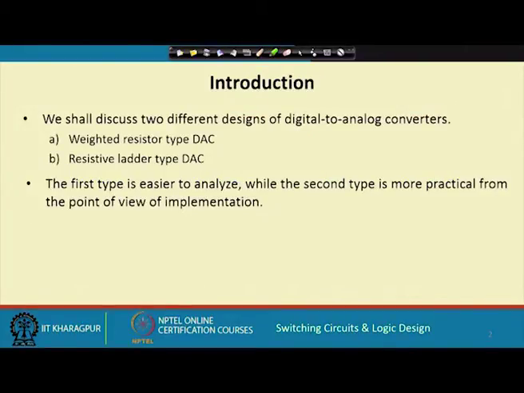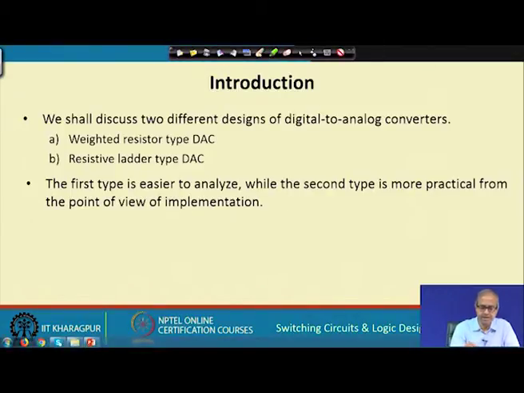So, here we shall be talking about two different types of DA converter. As you can see, the first one is called weighted resistor type, second one is called resistive ladder type. Now, it will be clear when we discuss the details of this design. The first one is simpler to understand, it is easier to analyze how it works. But the second one may be a little more difficult to analyze, but it is more practical because it is easier to implement. Why? The reason will become clear as we move on to the design details. Let us see how we can implement a digital to analog converter.